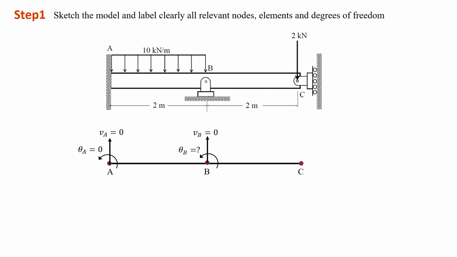So the keyword here is pin support. When pinned, it still can rotate, and at the same time as it has a roller in Y direction, it can move in Y direction. So in this case, VC is unknown, theta C is also unknown. So we have two elements, element 1 and element 2. Element 1 is between A and B. Element 2 is between B and C. So the total degrees of freedom is 3.